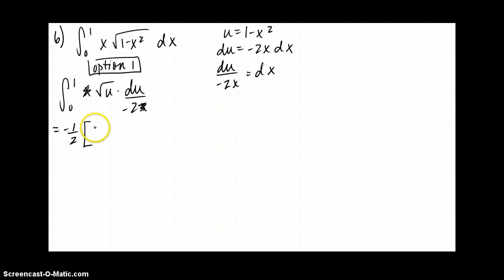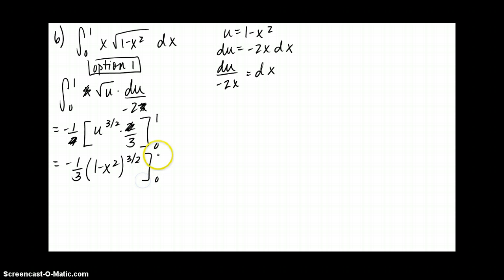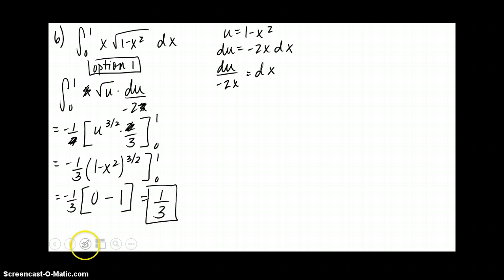Integrating u to the 1/2 power is u to the 3/2 times 2/3. The 2's cancel. I'll bring my negative 1/3 out front. Replacing u with 1 minus x squared to the 3/2 from 0 to 1. Plugging 1 in, 1 minus 1, I get 0. Plugging 0 in, 1 to the 3/2, that's nice and easy, so I get an answer of 1/3. Okay.